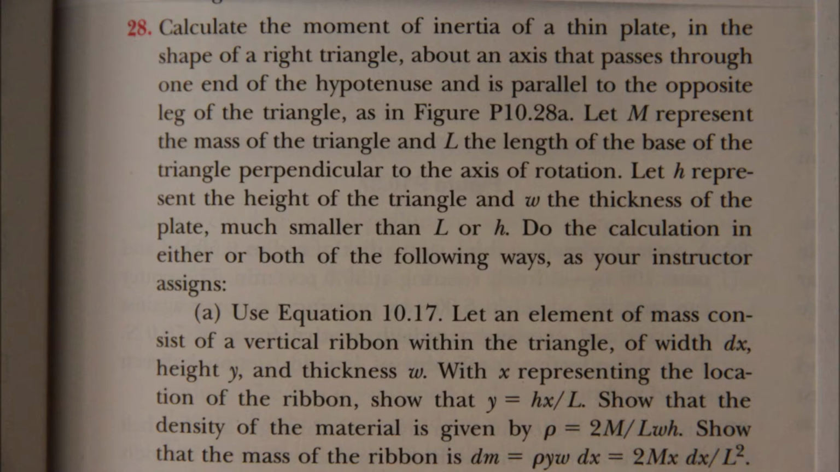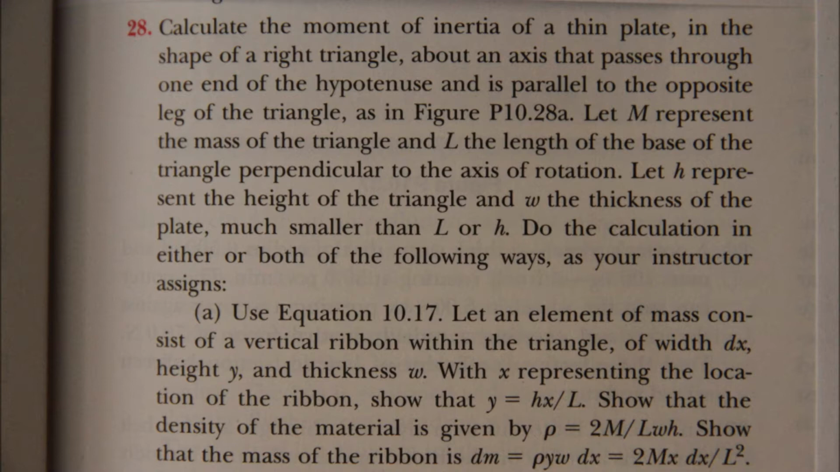Let H represent the height of the triangle and W the thickness of the plate, much smaller than L or H. Do the calculation in either or both of the following ways, as your instructor assigns. Please note I will only be doing A. A. Use equation 10.17. Let an element of mass consist of a vertical ribbon within the triangle of width dx, height y, and thickness w.